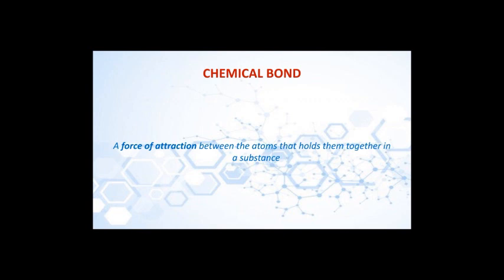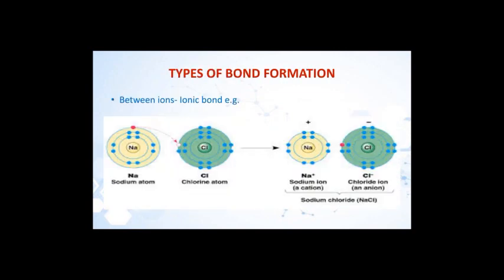So what is basically a chemical bond? It's a force of attraction that holds the atoms together in a substance. It's basically a kind of glue which makes it possible for the atoms to stay together in a substance. Imagine if a solid starts vanishing into thin air. It's not possible, right? Why is it not possible? Because all the atoms in that solid are glued to each other by that chemical force or chemical bond. So there are different types of bond formation.